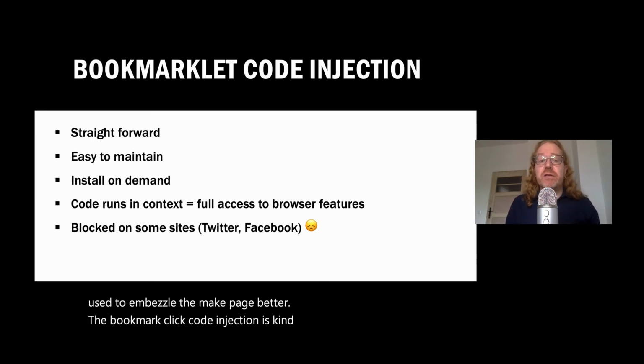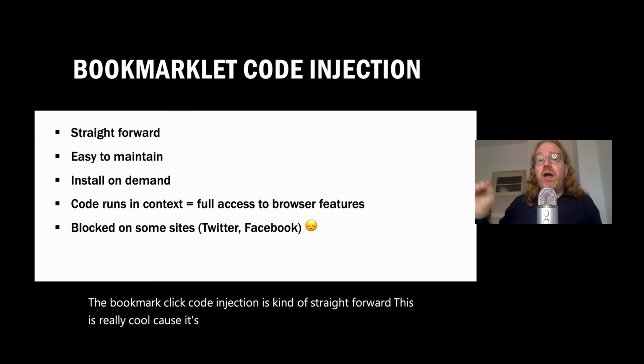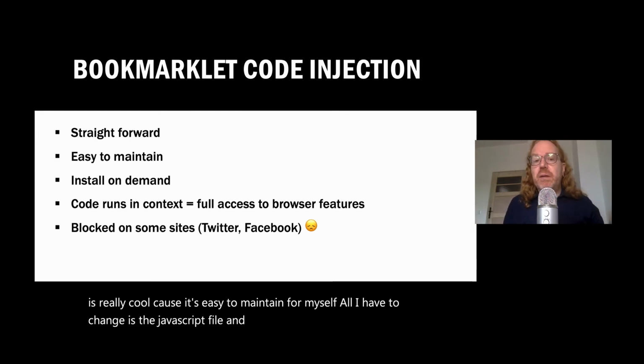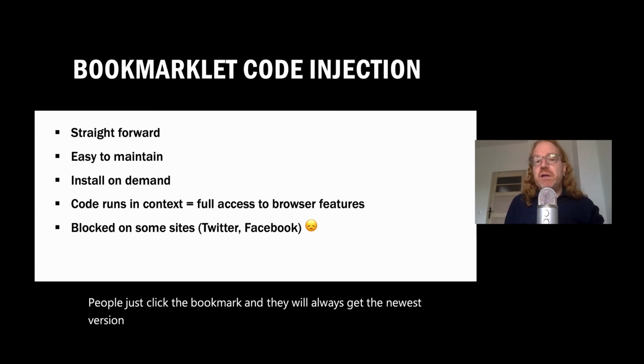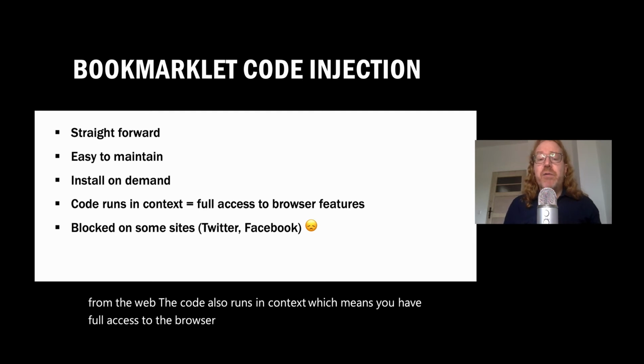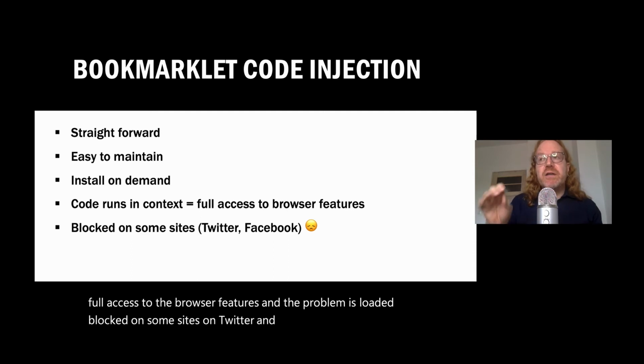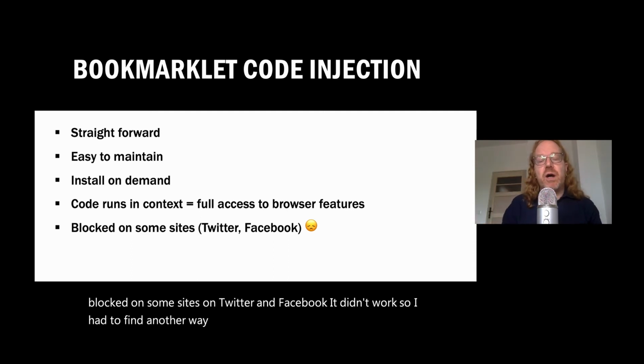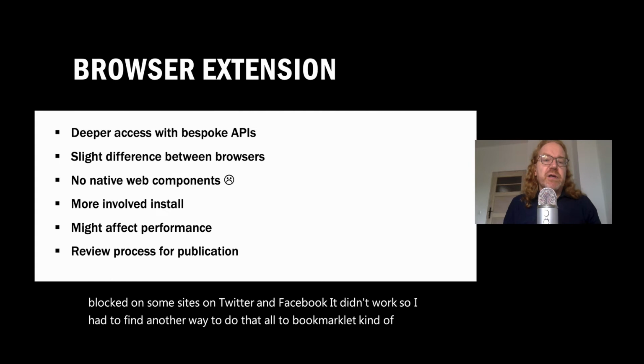This is really cool because it's easy to maintain for myself. All I have to change is the JavaScript file, and nobody needs to install it. People just click the bookmark and they will always get the newest version of it because it's basically available for them. It gets injected from the web. The code also runs in context, which means you have full access to the browser features. The problem is, though, that it's blocked on some sites. So on Twitter and Facebook, it didn't work. So I had to find another way to do that alt Bookmarklet kind of thing, and that was a browser extension.